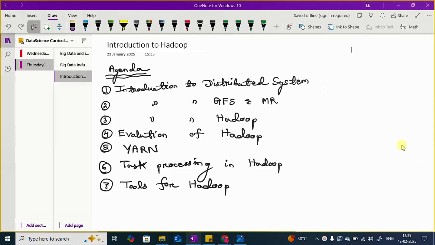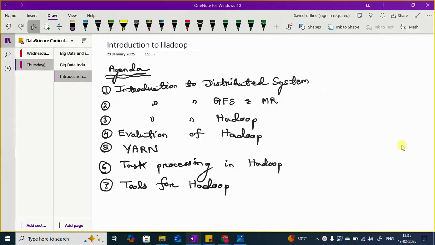Okay, so as part of today's class, this is the agenda that I have already shared. We are going to discuss the introduction to distributed systems. Then we'll see the introduction to GFS and MR. We'll see what is GFS and what is MR. Then introduction to Hadoop, evolution of Hadoop.